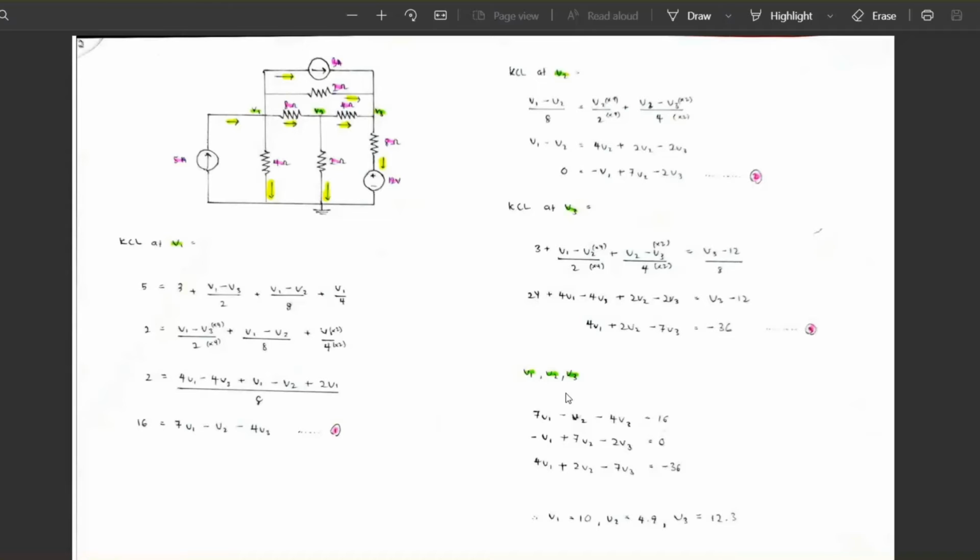For the last step, collect all three equations using equation mode in the calculator. Enter all the information based on the three equations. So the final result that we get is V1 equals 10, V2 equals 4.9, and V3 equals 12.3. To be sure, we will try to check the result by using Multisim.